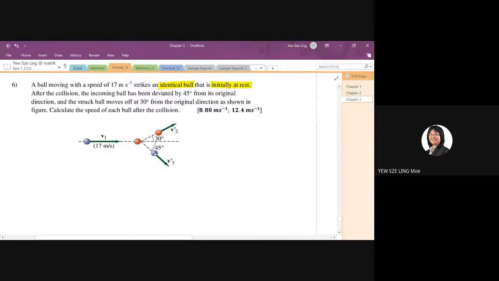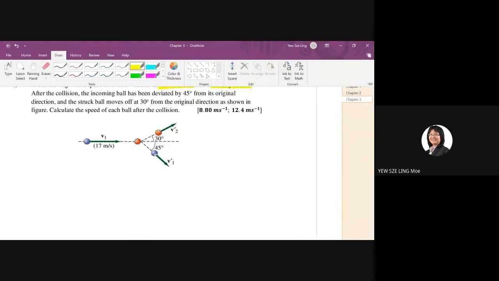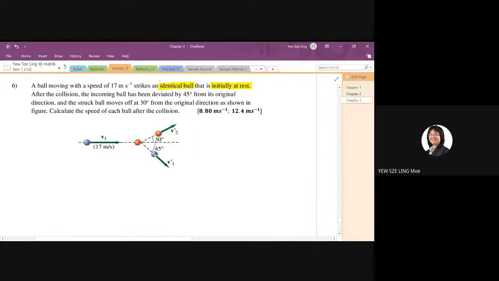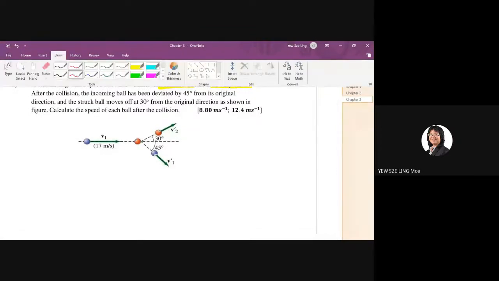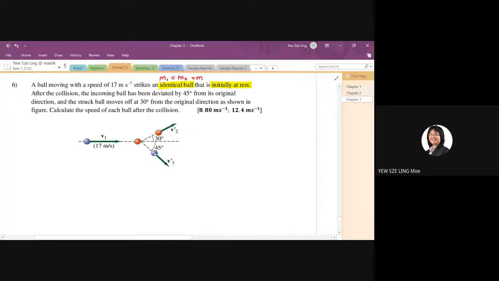Now, what does it mean by identical ball? When the question tells you two objects are identical, it carries the meaning M1 equals M2. So in this case, we are going to use M for both of them, right? After the collision, the incoming ball is deviated 45 degrees from the original direction. And the struck ball moves at 30 degrees from the original direction, as shown in the figure.